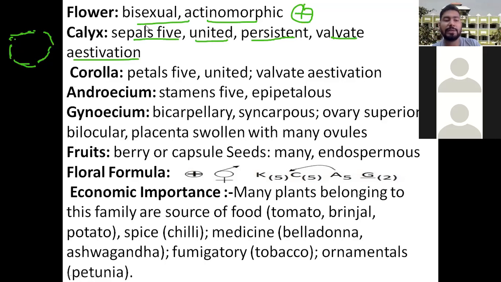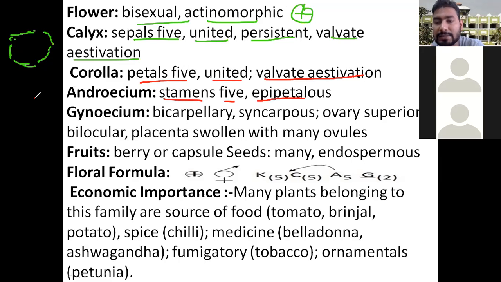Okay, valvate aestivation. Corolla, if you see about the corolla, petals 5 united, 5 means pentapetalous, gamopetalous, valvate aestivation, same type of aestivation, that means very easy. Here aestivation both is the same, valvate, valvate. Androecium, stamens 5 and epipetalous, very very important. So can you say epipetalous is the cohesion or adhesion type of attachment of stamen? It is the cohesion or adhesion type.